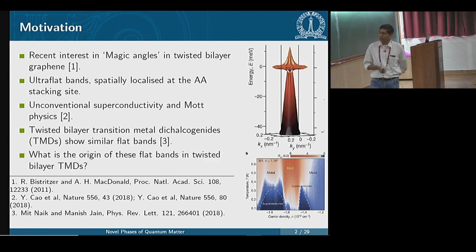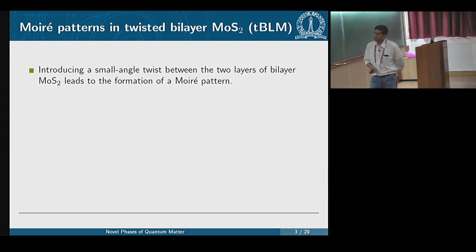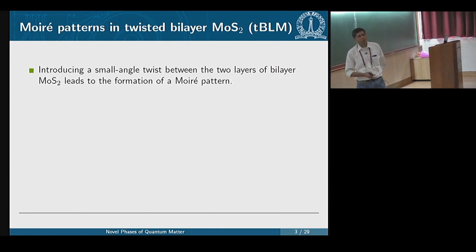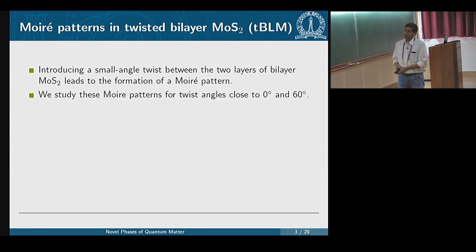But what we'd also like to ask is, what is the origin of these flat bands in these twisted bilayer TMDs? We do a lot of computation. What we're going to do is construct a small angle twist between two layers of the bilayer of MoS2, molybdenum disulfide. This is one of the members of that family, which of course, as you all know by now very well, forms a moire pattern.